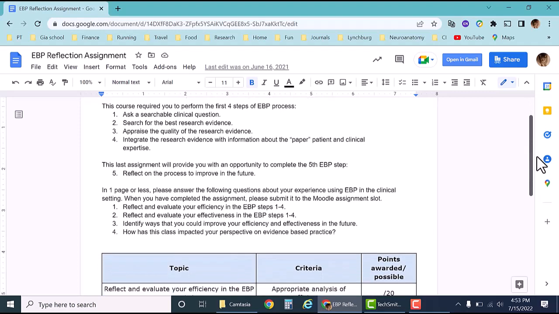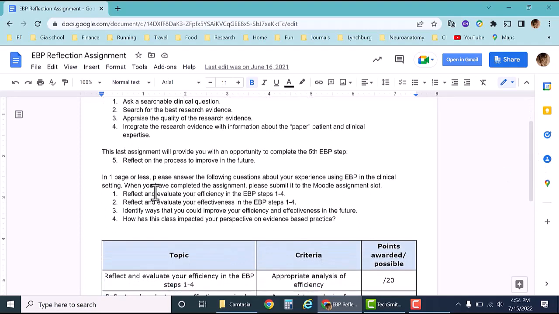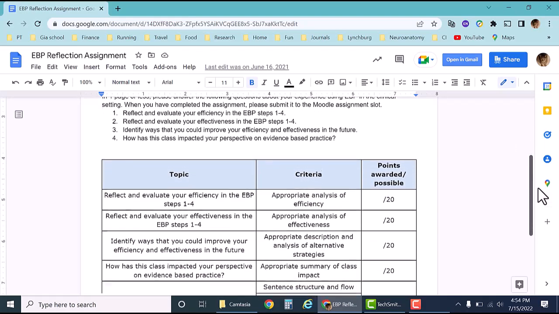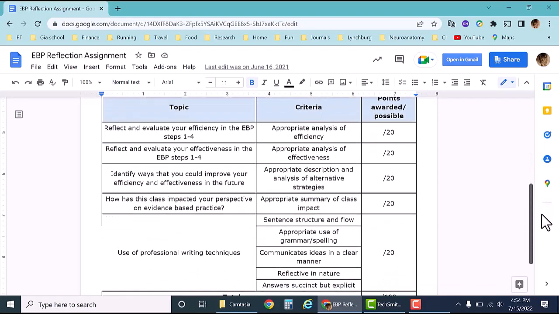So, hence this paper. What I'd like you to do in 1 page or less is answer the following questions. So please reflect on your efficiency, effectiveness, and then identify ways that you can improve your efficiency and effectiveness in the future. And finally, please answer how this class has impacted your perspective on evidence-based practice. Again, here's the rubric. As long as you've hit all these topics, you've completed the assignment.